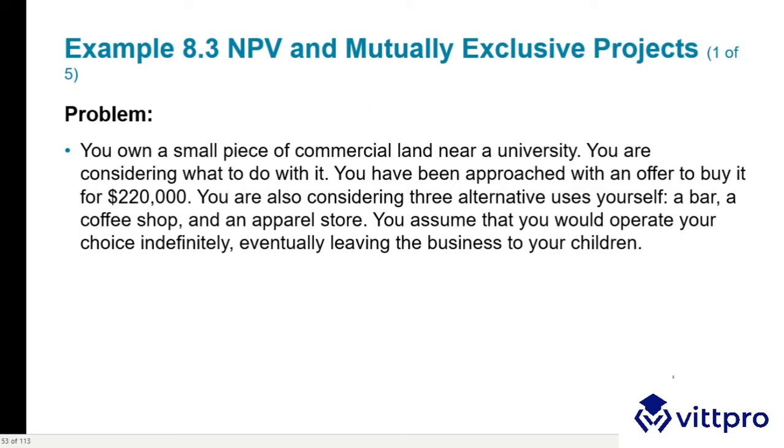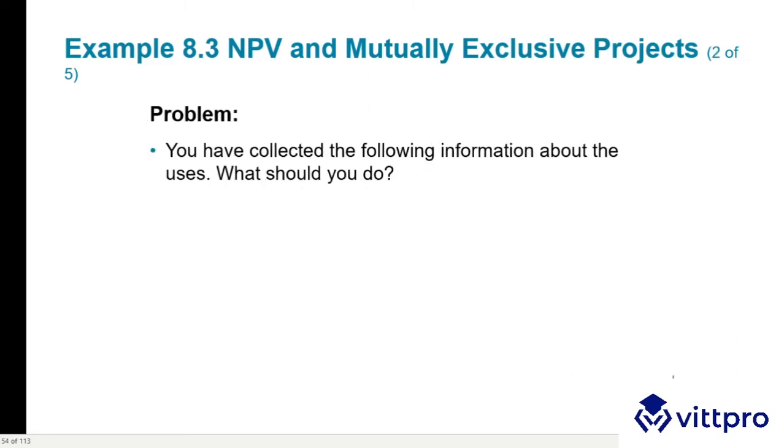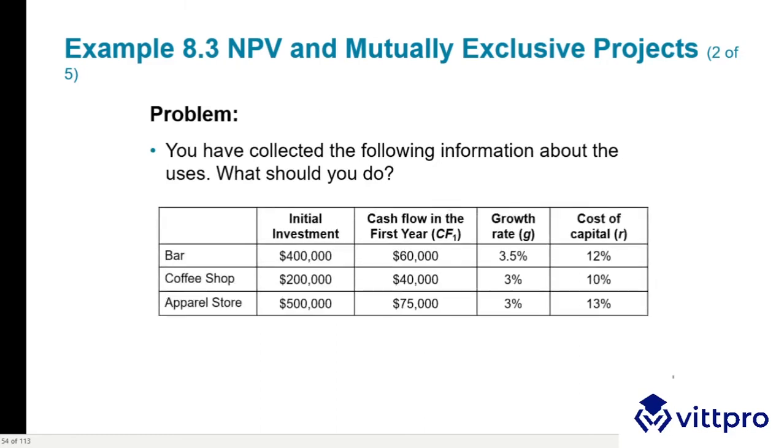Or otherwise you can open a bar, a coffee shop or an apparel store. If you want to do that, what would you do if this is the information? Here is the initial investment in the coffee shop and the apparel store. Cash flow in the first year is 60,000, 40,000 and 75,000. Growth rate is 3.5% and cost of capital is different. Now the cost of capital, as you will see, is different in different projects because of the inherent risk. We will cover that later on, but for the time being just calculate the net present value.